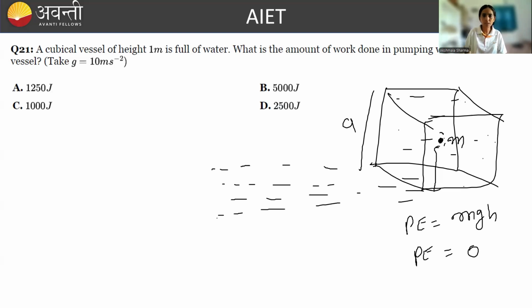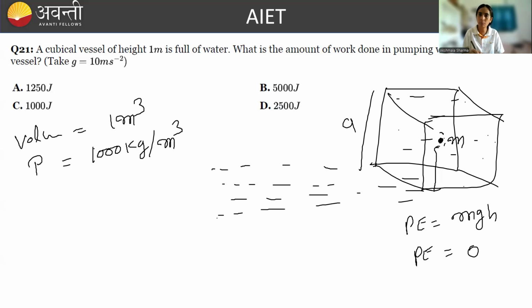Okay, so let's calculate m. Here, the volume of the cube is 1 meter cube. And you know the density of water. The density of water is equal to 1000 kg per meter cube.